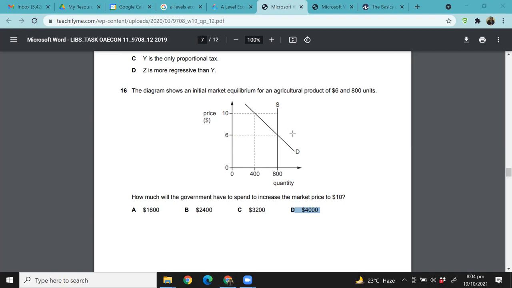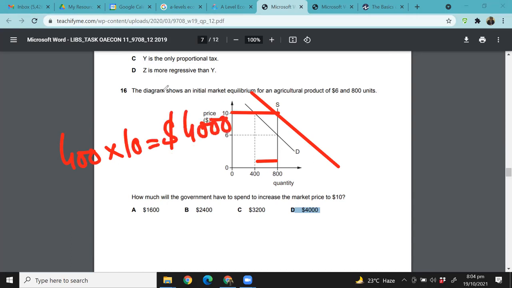So I said that the demand has to be increased by this much to increase the equilibrium price to 10. Now, what it basically means is that the government is increasing demand by how much quantity? 400 units. And for 400 units, the price would be 10, right? So 400 times $10 would mean a total spending of $4,000 that the government has to make, right? Does it make sense?